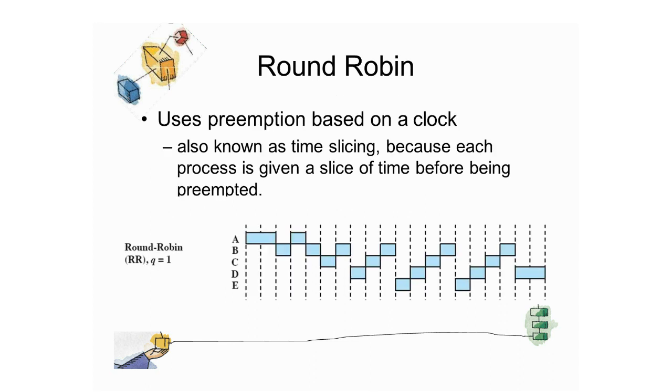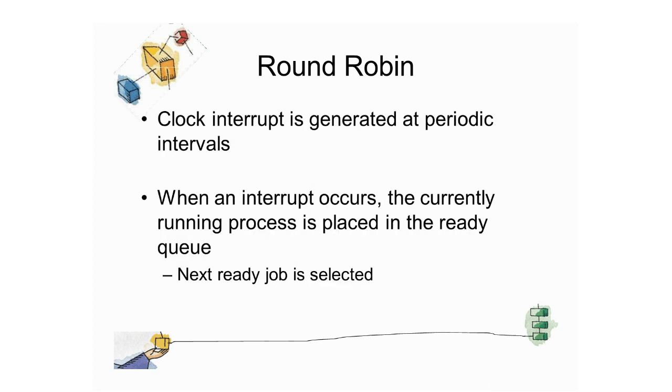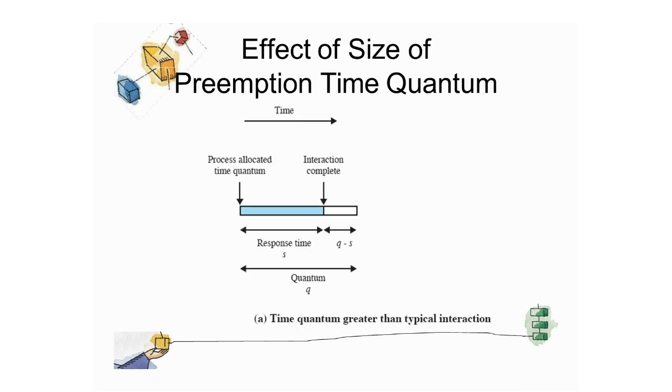And the second is round robin. It uses preemption based on a clock, also known as time slicing, because each process is given a slice of time before being preempted. The character of round robin is that a clock interrupt is generated at periodic intervals. When an interrupt occurs, the currently running process is placed in the ready queue. The next ready job is selected.